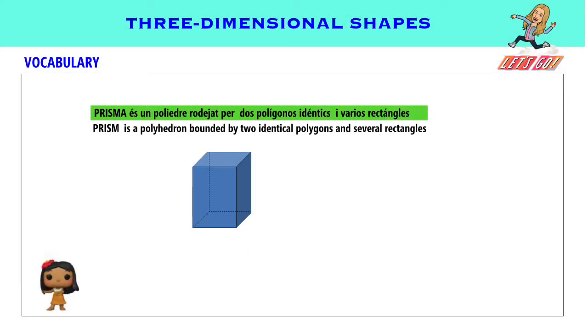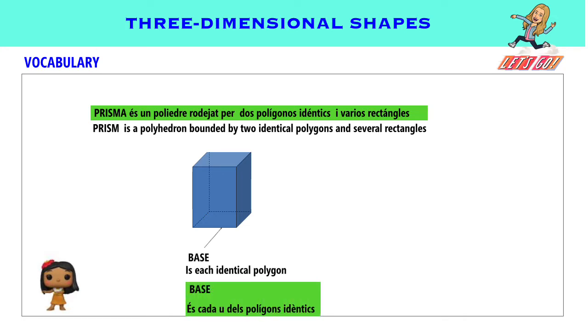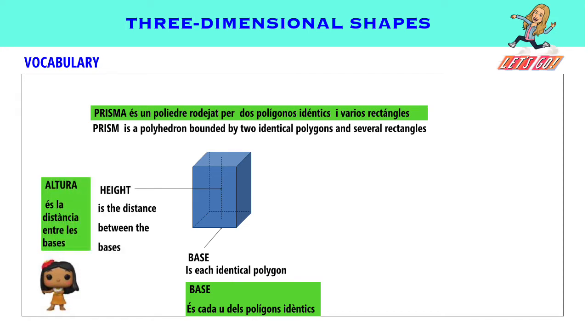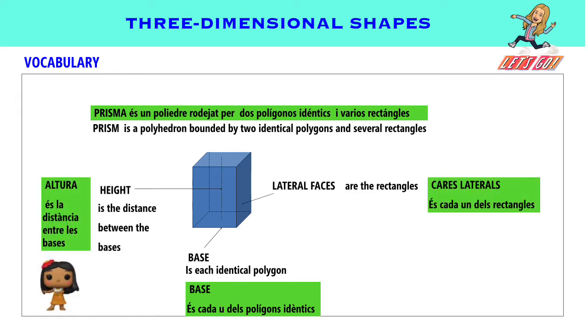Prism is a polyhedron bounded by 2 identical polygons and several rectangles. Base is each identical polygon. Height is the distance between the bases. Lateral faces are the rectangles.